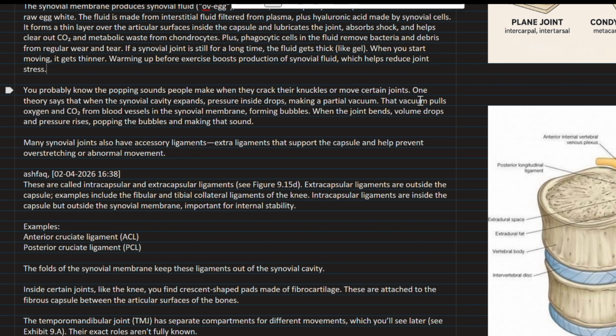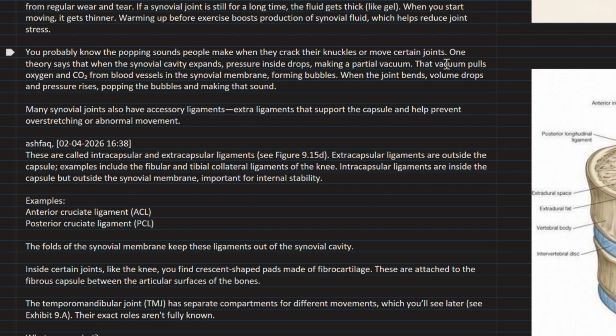You probably know the popping sounds people make when they crack their knuckles or move certain joints. One theory says that when the synovial cavity expands, pressure inside drops, making a partial vacuum. That vacuum pulls oxygen and CO2 from blood vessels in the synovial membrane, forming bubbles. When the joint bends, volume drops and pressure rises, popping the bubbles and making that sound.